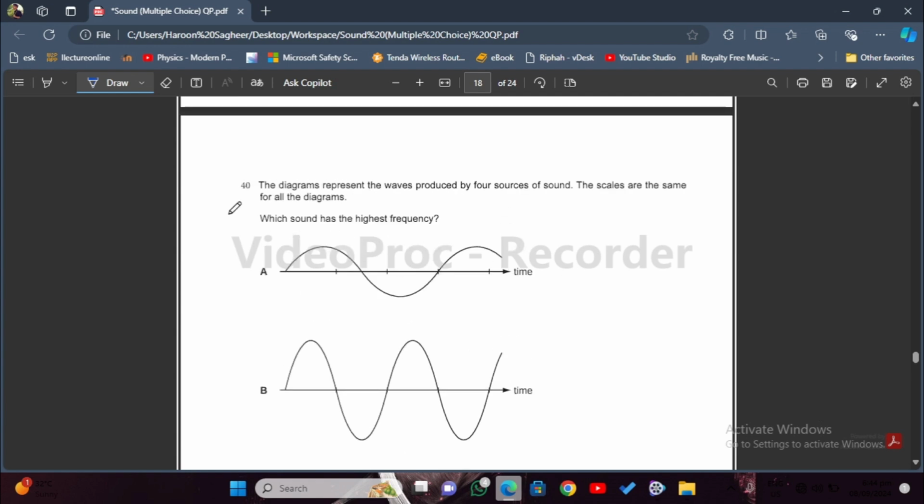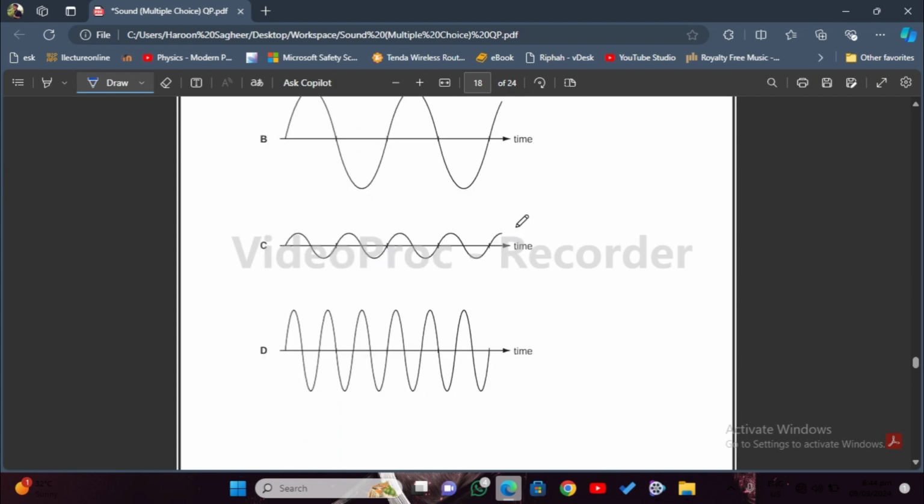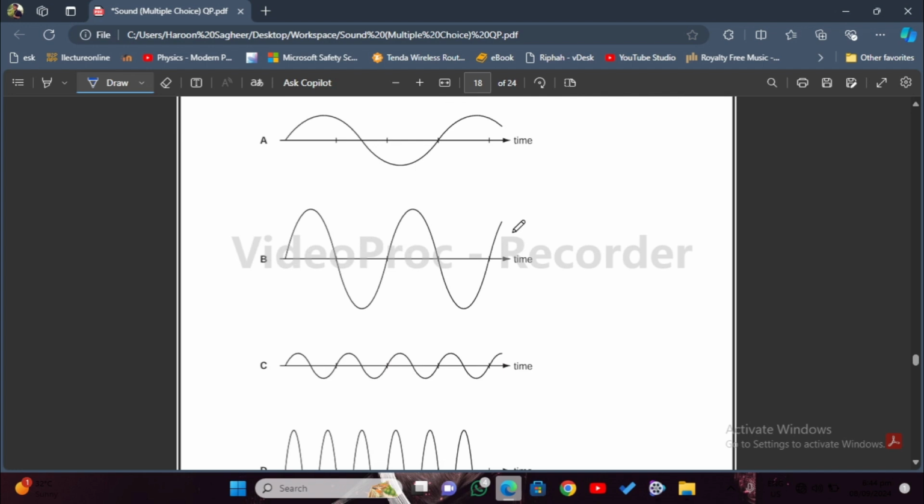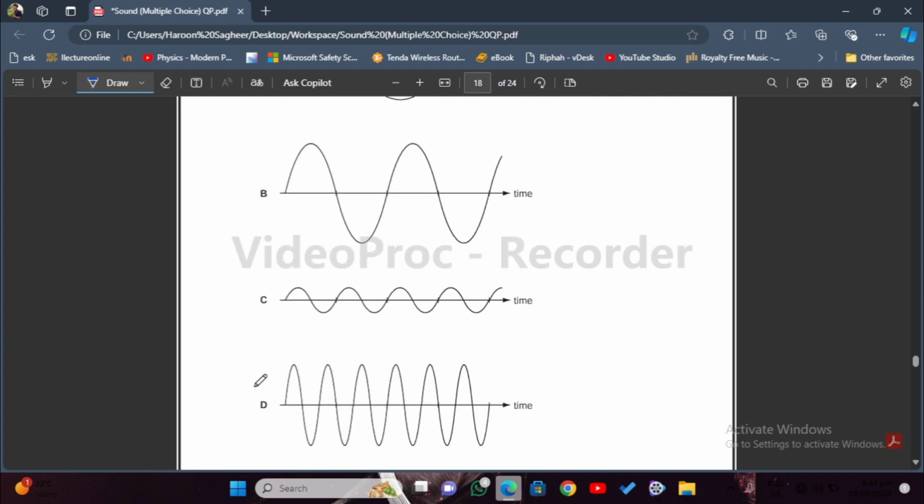Let's go to question number 40. The diagram represents the waves produced by 4 sources of sound. The scales are the same for all the diagrams. Which sound has the highest frequency? Now, in order to know the highest frequency, we need to know how many waves there are per second. We can see option D is correct because there are 1, 2, 3, 4, 5, 6. So the frequency is 6 Hz.